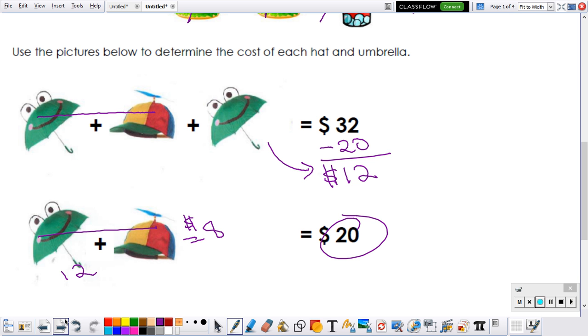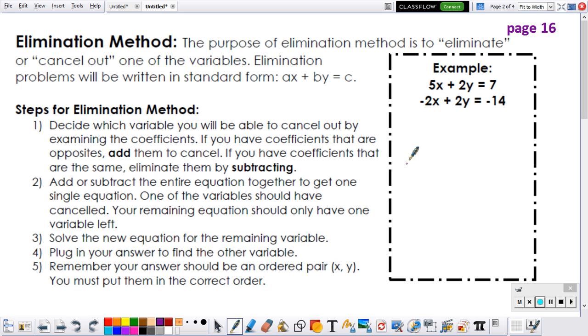So go ahead and flip the page, go to page 16. So the purpose of elimination is to eliminate or cancel out one of the variables. Now what I want you to notice is that all the problems here are going to be written in standard form. Standard form is ax plus by equals c. And really what you want to notice is that everything lines up. There are the x's, there are the y's, the equal signs, and the constant.